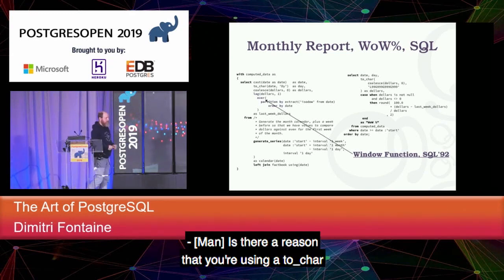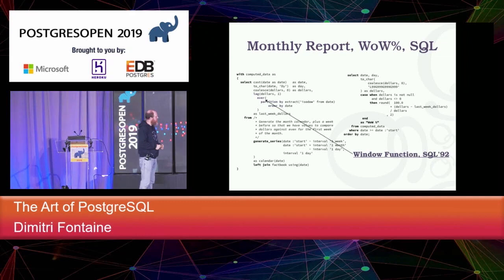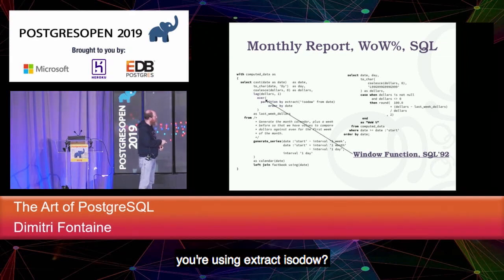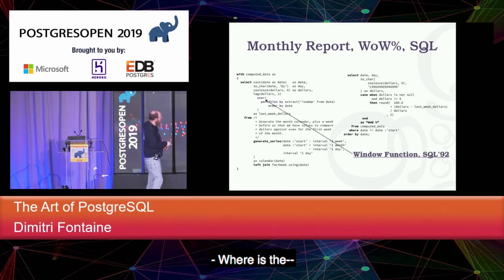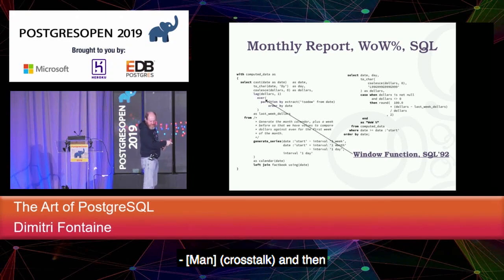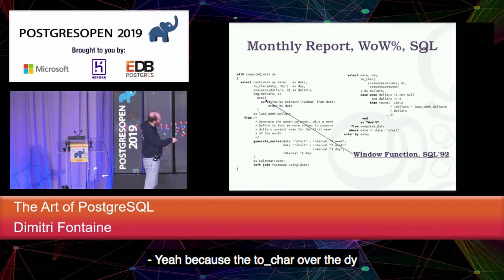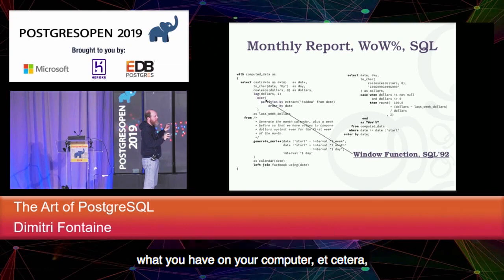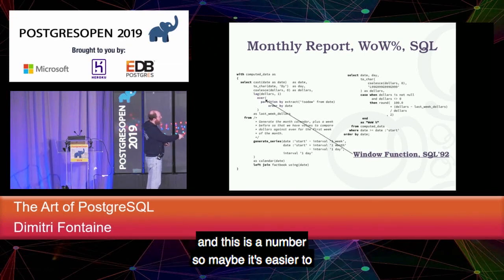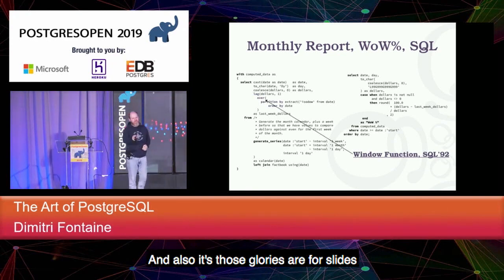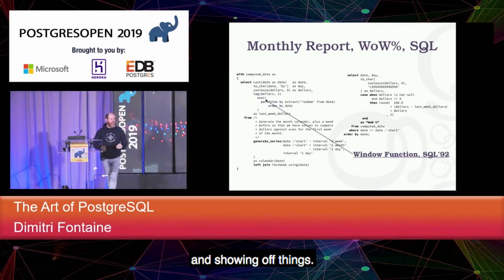Question? Is there a reason that you're using a to_char in the select clause, but then in the window function you're using extract ISO-DOW? So you have the to_char as day, and then in the window function you're using extract. Yeah, because the to_char here with the day is going to be like Wednesday, or maybe using the locale that you have on your computer, etc. And this is a number, so maybe it's easier to reason about numbers in that clause. And also, those queries are for slides and showing off things.